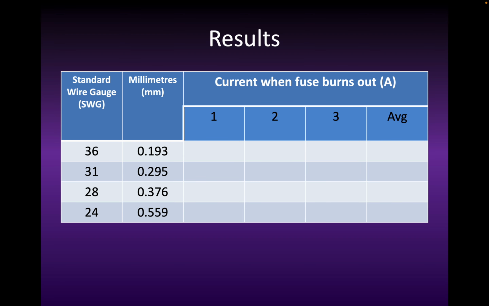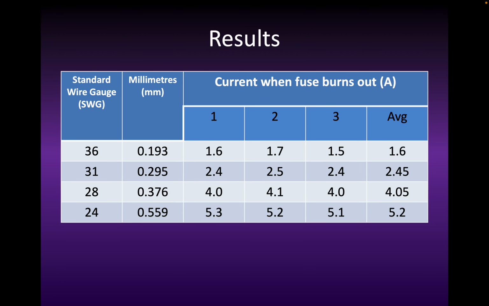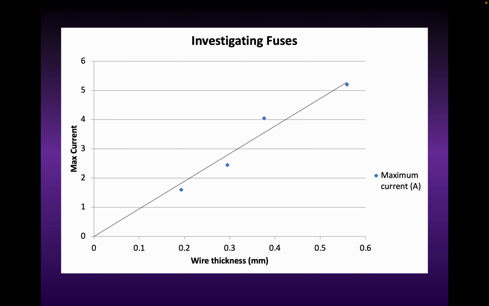If you've got different thickness wires, you can measure the current in them and see the average current at which the fuse burns out. You can see the thinnest wire will burn at the lowest current. The 24 standard wire gauge is the thickest one, and it can take about 5 amps before it melts. So you could do this and see the maximum current it takes on average based on the wire thickness. That's quite a good investigation. I haven't actually done it myself, but the results are interesting to look at. There's the correlation.